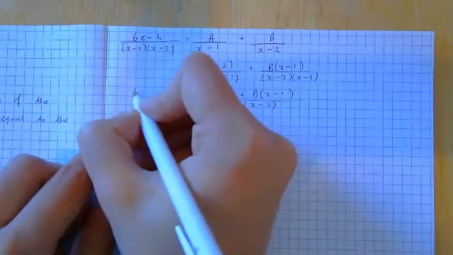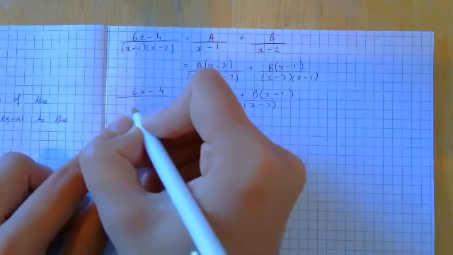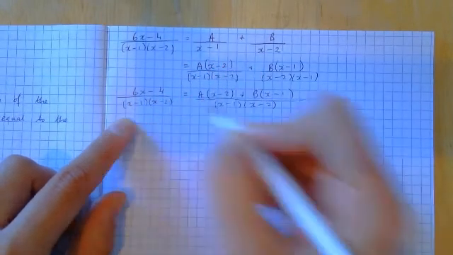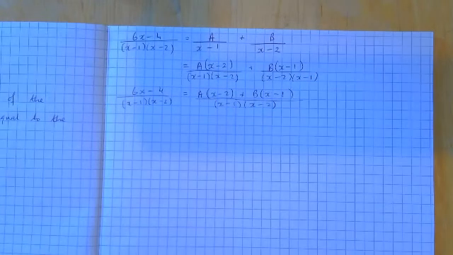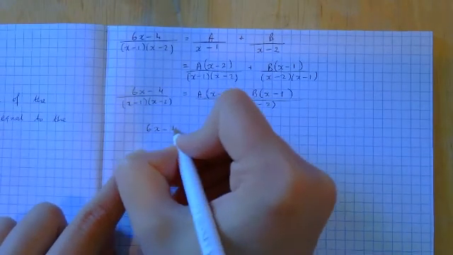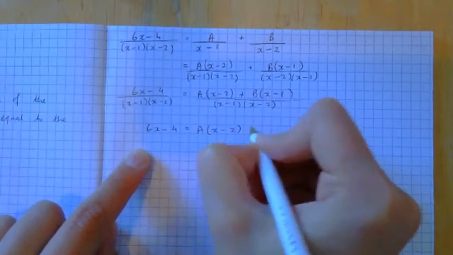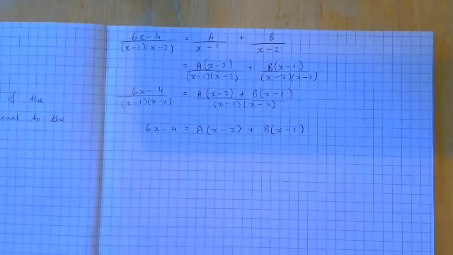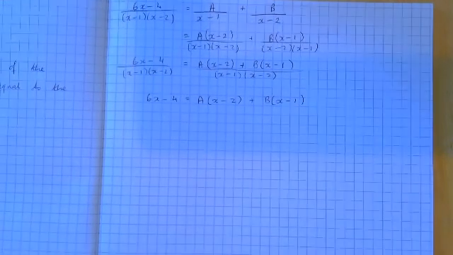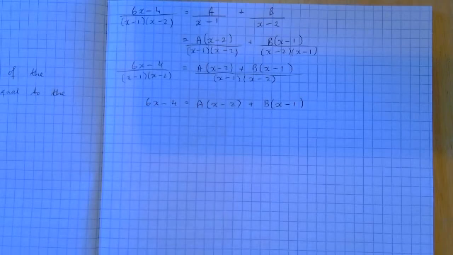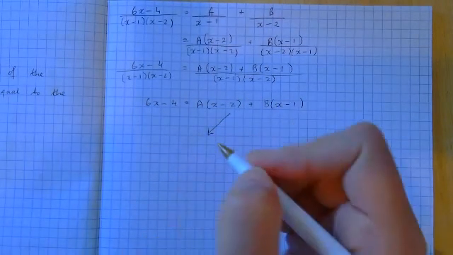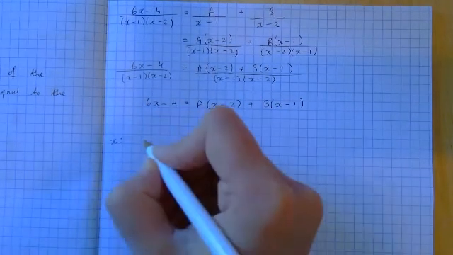Once you're in a position whereby the bottoms are the same, then you can equate the tops. So at the minute, I've got 6x minus 4 over this thing equals an A something plus a B something over this thing. So we're at the point now that we can say that the numerators must be equivalent. So now I say that 6x minus 4 equals A(x minus 2) plus B(x minus 1). So now again, you've got a choice of methods. You can stick in numbers or you can equate coefficients. It doesn't matter which one you do at all. I'll do both. I'll equate coefficients first.